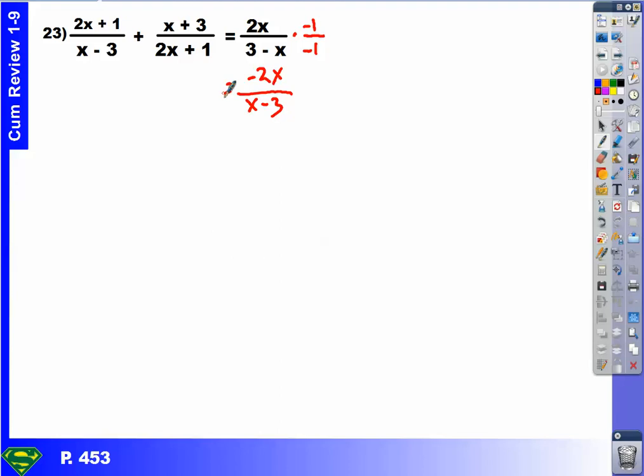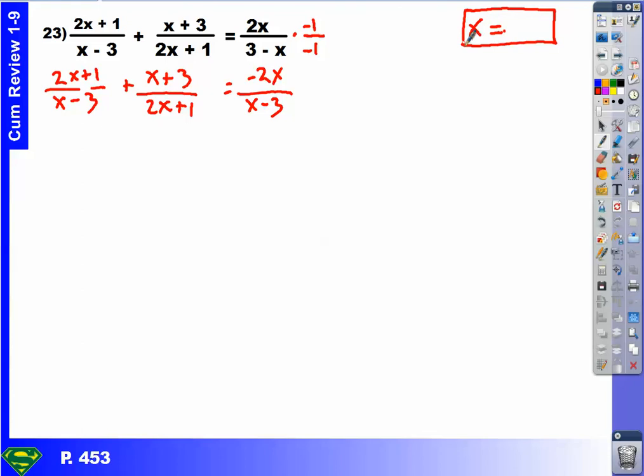So I'm going to rewrite this, 2x plus 1 over x minus 3 plus x plus 3 over 2x plus 1. And again, we're looking for what x is equal to. I can put that up here. This is going to be my answer. X equals some number.